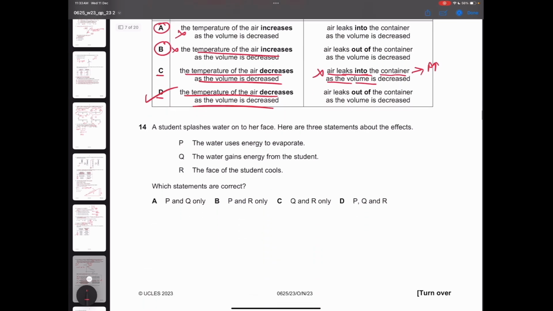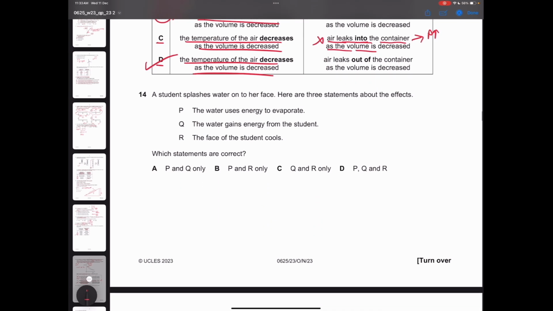Alright, now question number 14. A student splashes water onto a surface. Here are the three statements about the effects. The water uses energy to evaporate. It is correct. Evaporation is a surface phenomenon where the molecules have more energy than they need to escape. The water gains energy from the student. This is also correct. And the face of the student cools. This is also correct because we know that evaporation causes cooling. You must have felt it when you are sweating and when you get under the fan or under the AC, you feel way colder than the normal conditions, right? So P, Q, and R is the answer, option D.